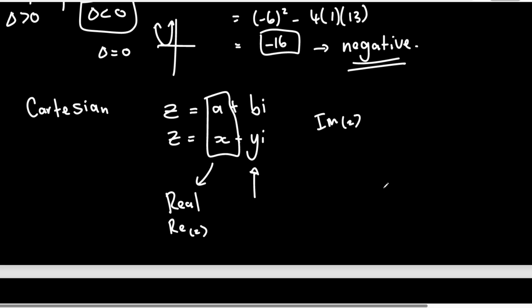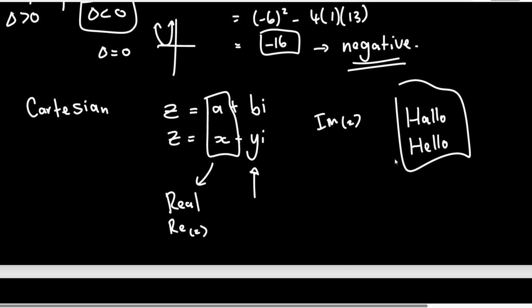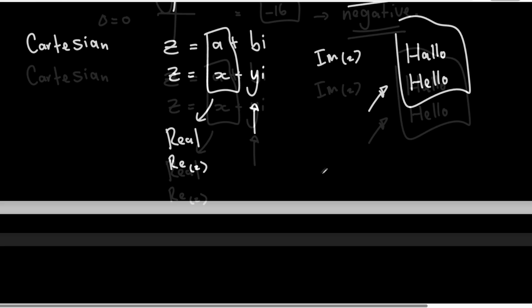The example I always write here is, for example, let's say I write hello and I write hello in another language. These are two different languages, but it still essentially means the same thing. It's just written differently depending on the geographical location. So don't get confused if you see a plus bi or z is equal to x plus yi. It really does not matter.